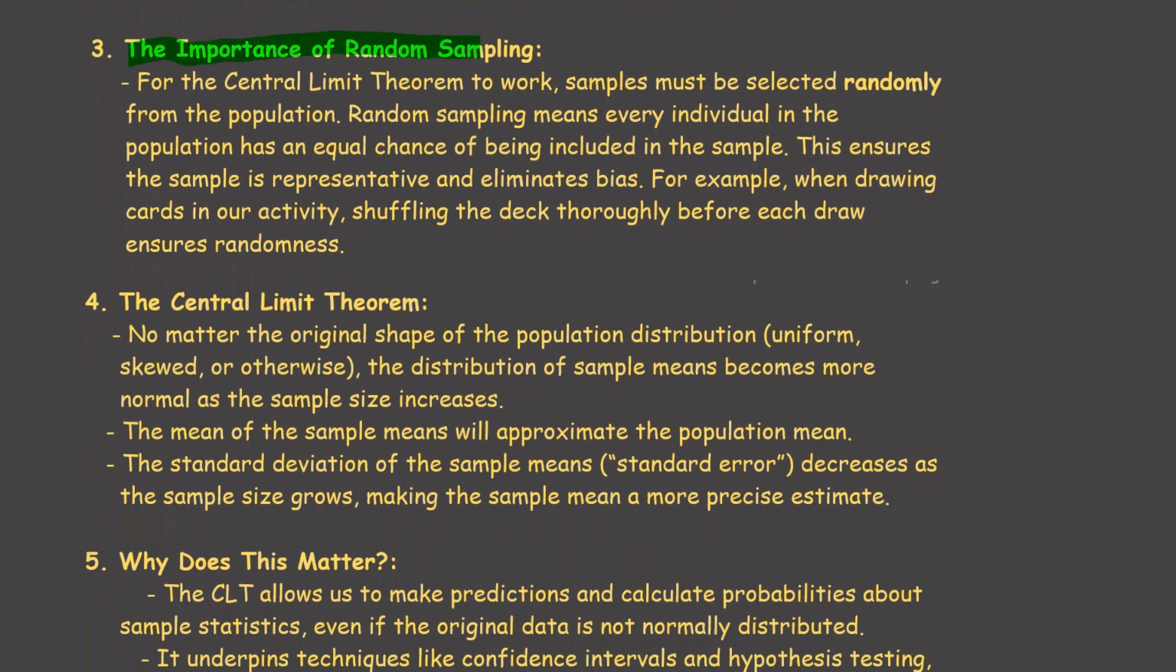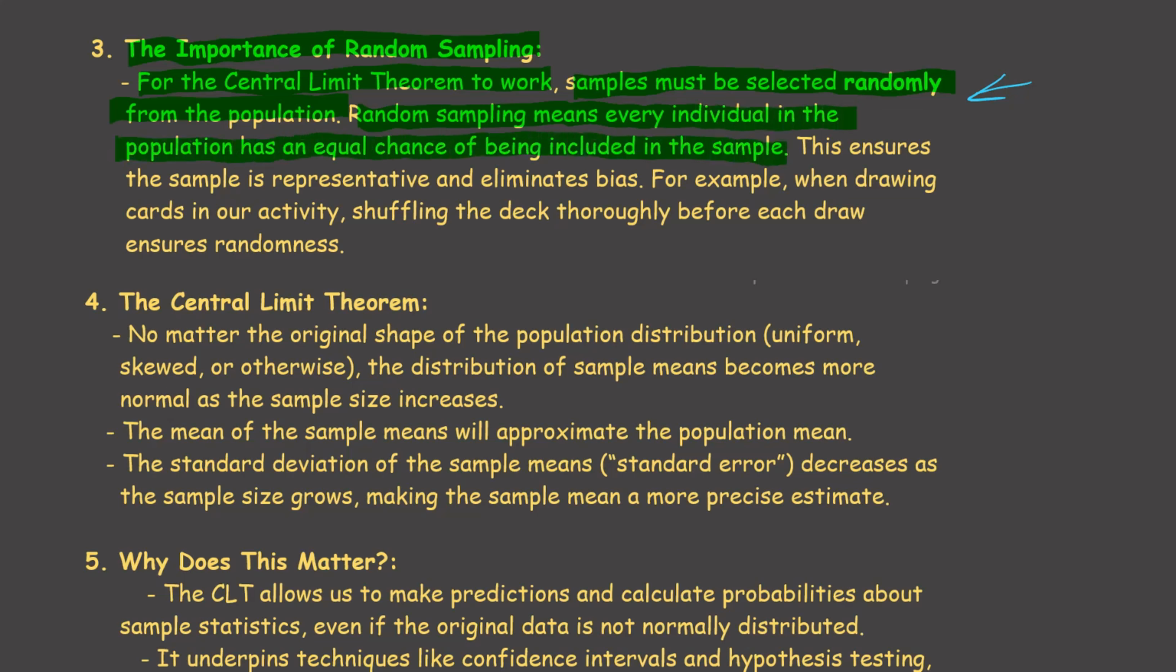The importance of random sampling. For the central limit theorem to work, and this is important because this could be an exam question, samples must be selected randomly from the population. That is easily something that they could ask you for 1 mark in a test or an exam, so make sure you know that one. Random sampling means every individual in the population has an equal chance of being included in the sample. This ensures the sample is representative and eliminates bias. In fact, it doesn't really eliminate bias. You could still get a biased sample, but it's a step towards eliminating bias.